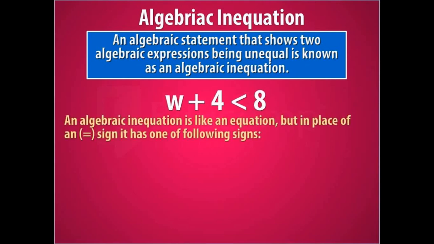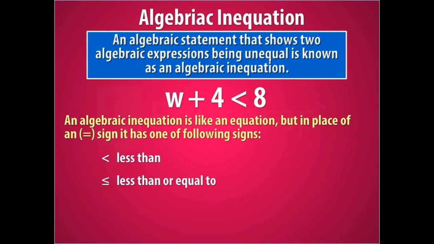An algebraic inequation is like an equation, but in place of an equal sign, it has one of the following signs. This sign represents less than. This sign represents less than or equal to. This sign represents greater than. And this sign represents greater than or equal to.